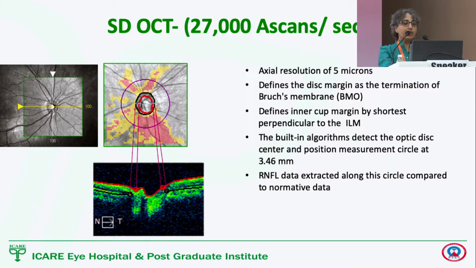And once you know, like at least in this machine, it's looking at the Bruch's membrane opening as your scleral ring of the optic nerve head. And from there, it takes the center of this optic nerve head and throws a circle of 3.4 millimeter diameter around that disc. And that's where the retinal nerve fiber layer is measured. It also measures the optic cup by actually detecting the inner margins of the cup. Basically, that is where you're looking at your shortest perpendicular to the ILM. You can see how it drops that and picks it up, and then measures your rim as well for you.